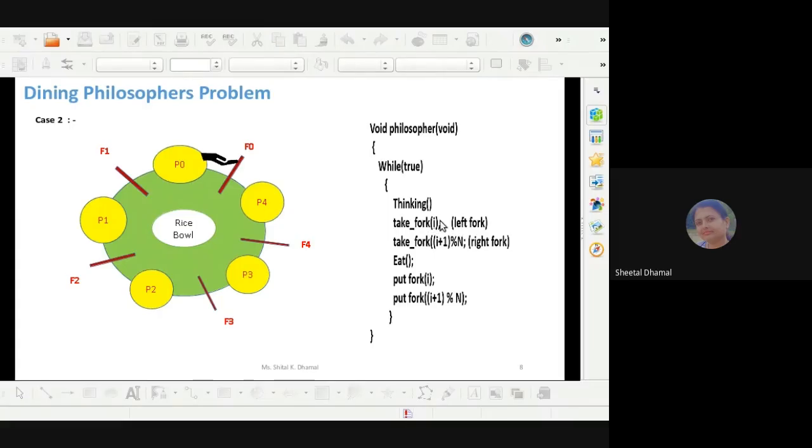That means once he picks up the left hand side fork, the time slot allocated to P0 is over. Because of that, process P0, or philosopher P0, will enter the ready state again, because that process or philosopher P0 is preempted because of the time slot.